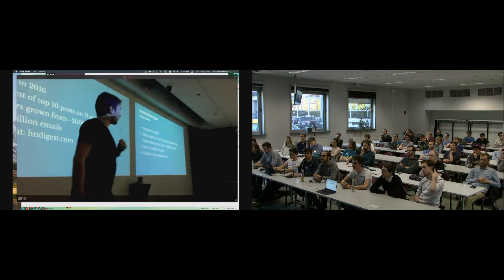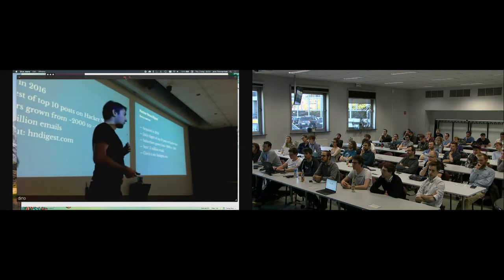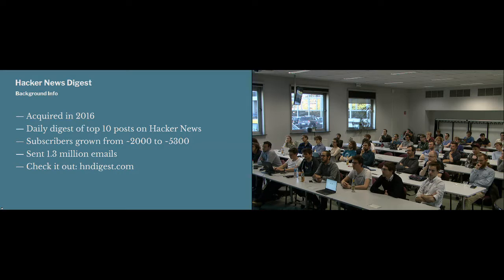When I acquired it in 2016, it was this really small Django application, and it used MailChimp as the mailing list software. I really don't like working with Django, so I rebuilt it from scratch in Ruby on Rails. And as part of that, I also removed MailChimp as the dependency for the software. So I basically built the mailing list software from scratch.